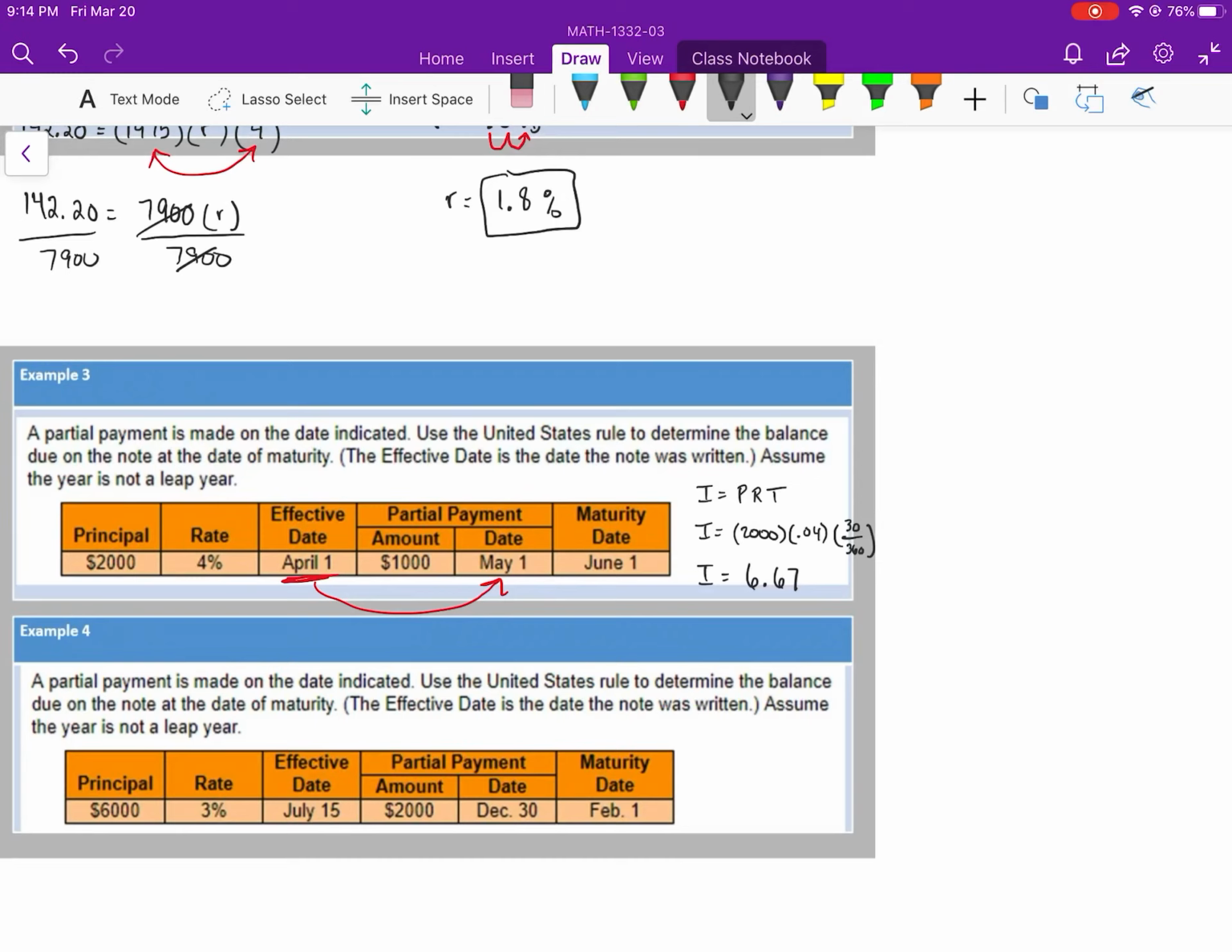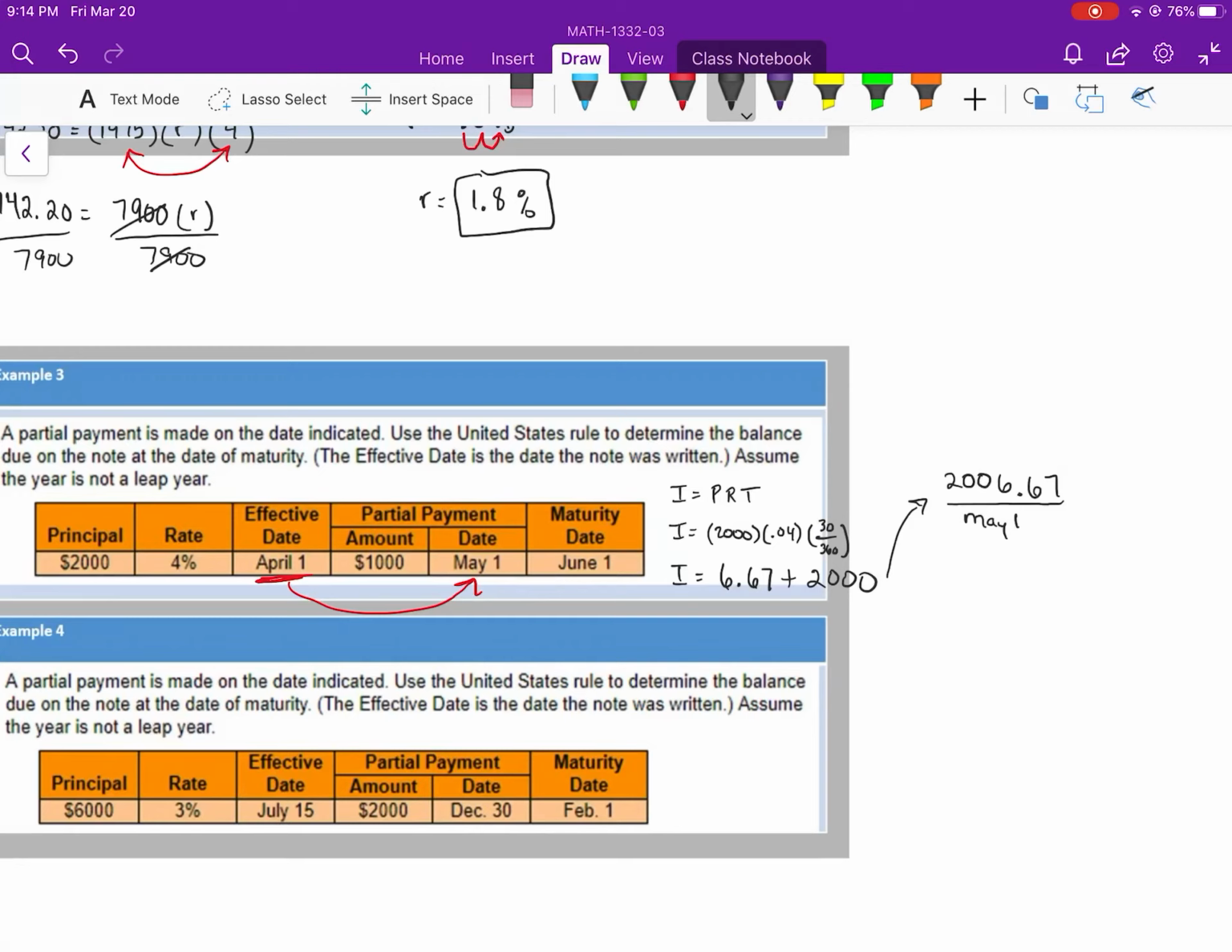What I'm going to do is add this to the principal, which is that $2,000, and we're going to get $2,006.67. Now, this is how much is sitting in the account as of May 1st. This is how much is owed, because I think this is like a loan. A payment is made on May 1st of $1,000.